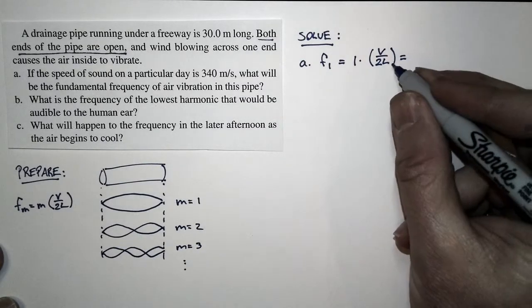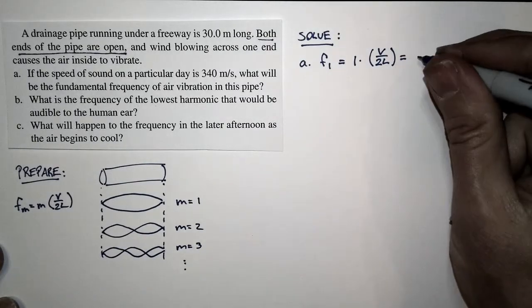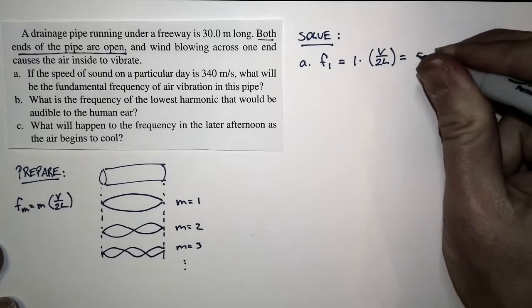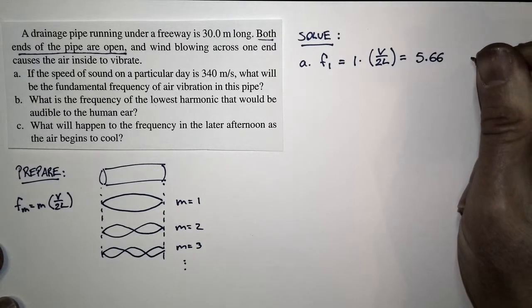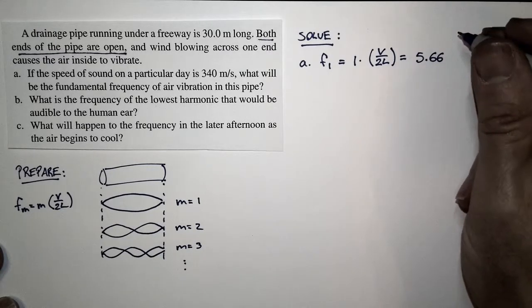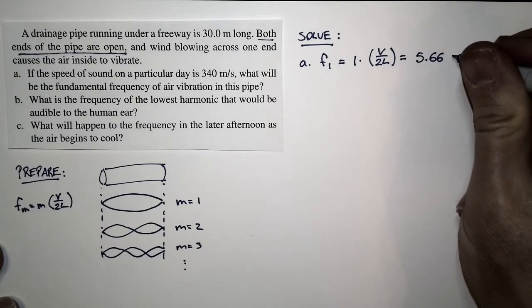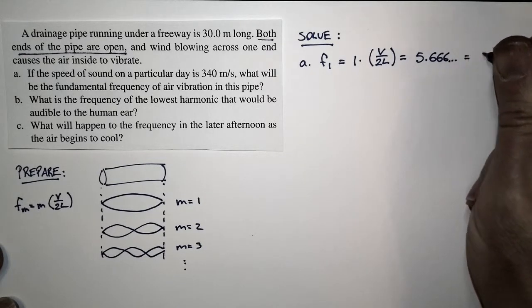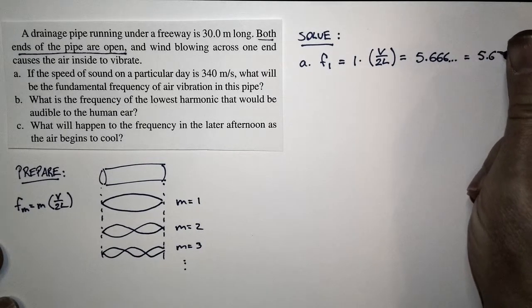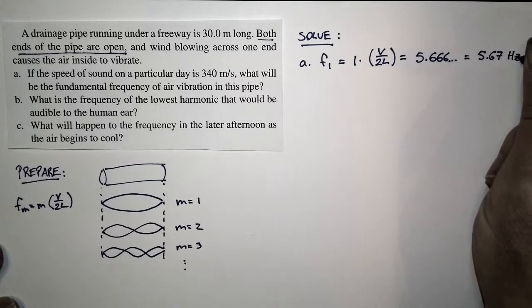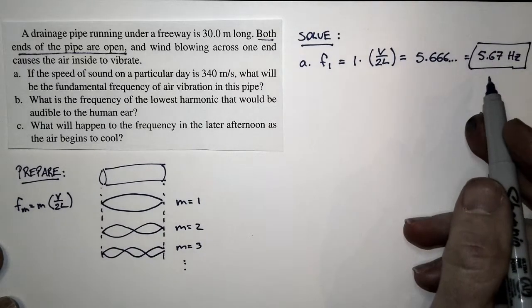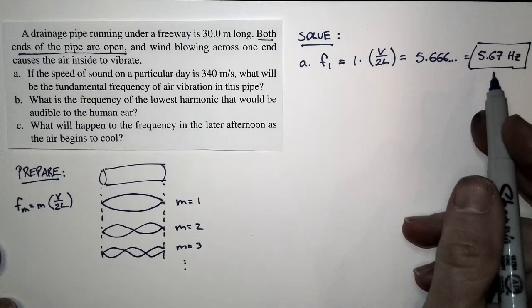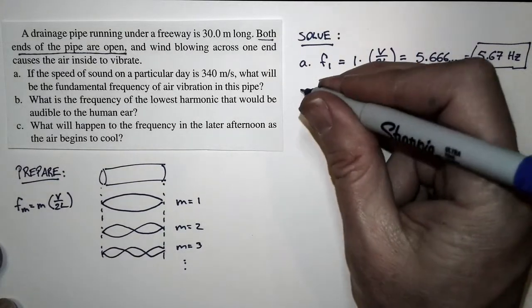So we're going to express our result to three significant figures. So it's v over 2L, and what I get for f1 is 5.6666, et cetera. I'm going to give my answer as 5.67 hertz. That's my answer for the frequency of mode m equals 1, which is the fundamental frequency.